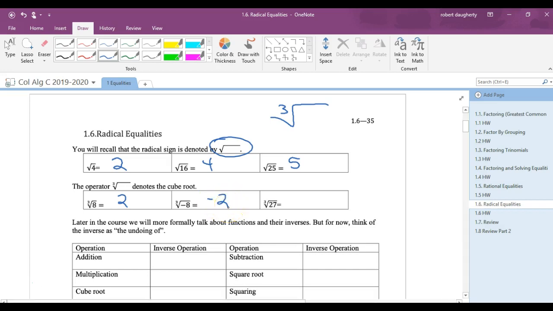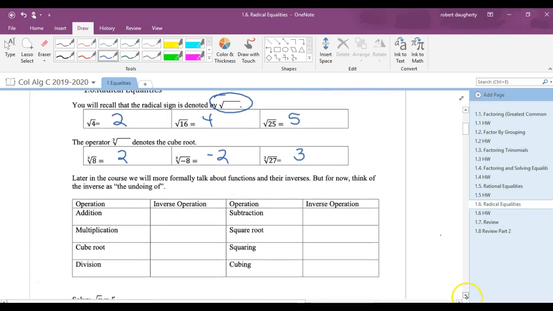Remember, when you multiply, an odd number of negatives gives you a negative, an even number of negatives gives you a positive. Cube root of 27 is what? 3, because 3 times 3 times 3 is 27. Now, some of this we'll hit in this section, but some of it is just a review.